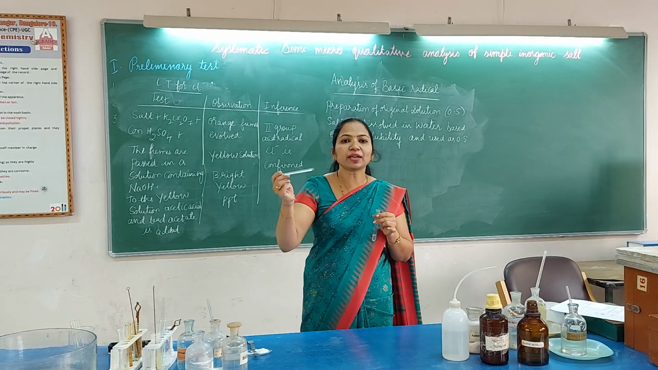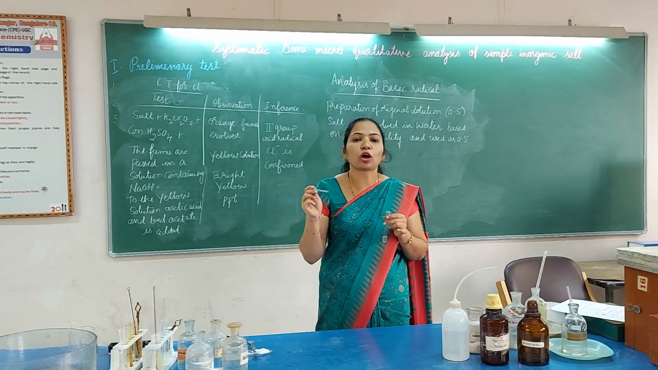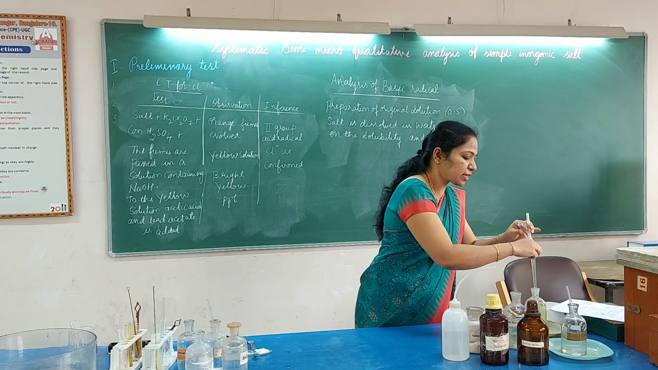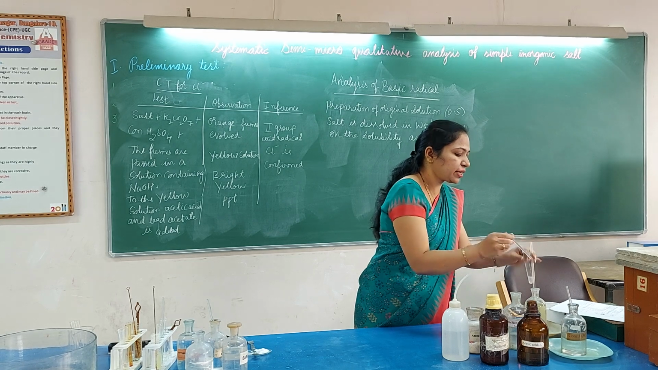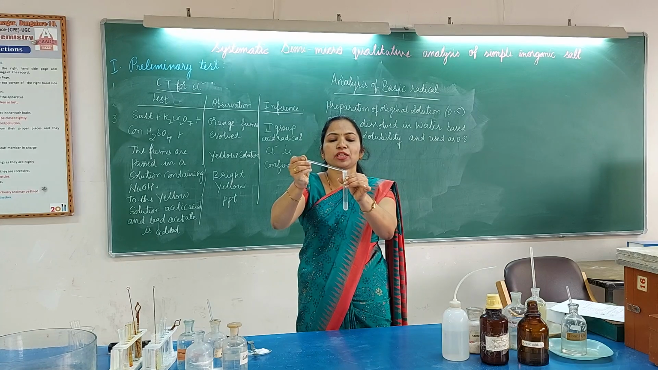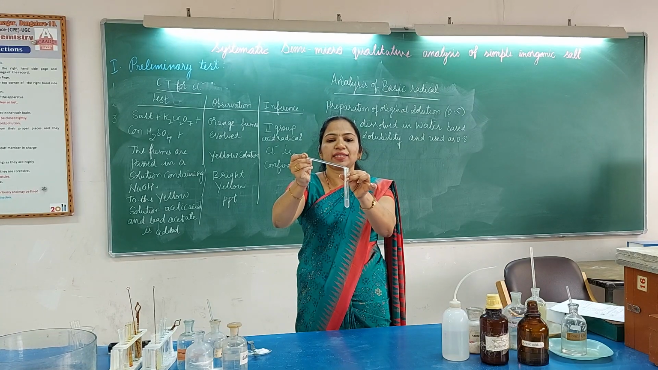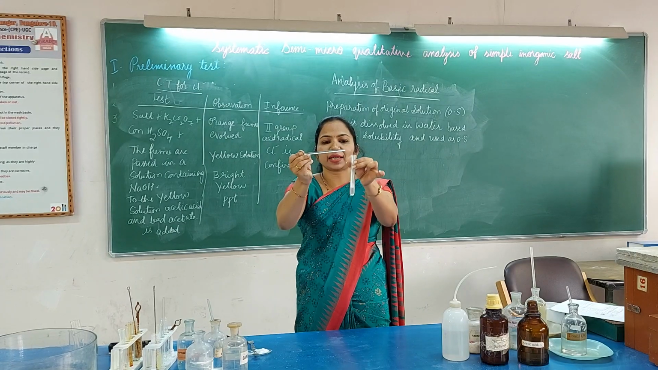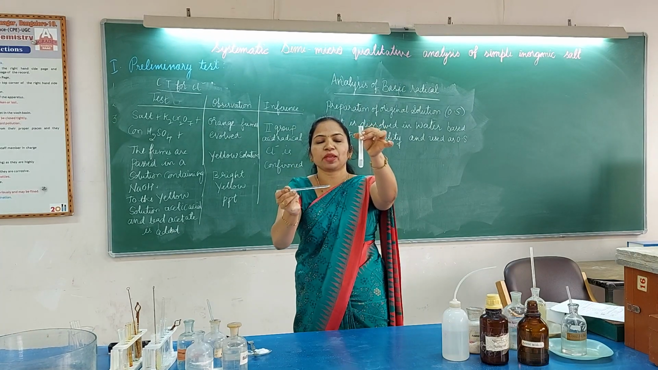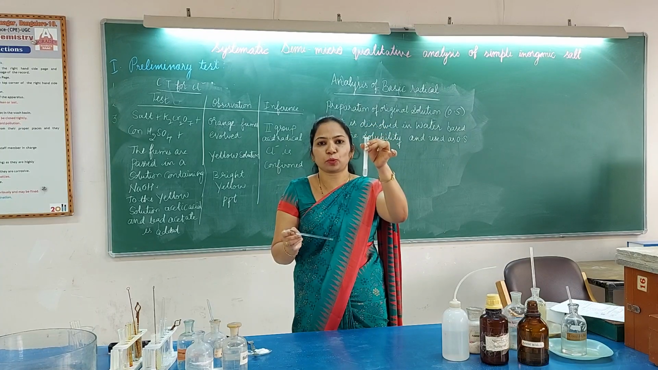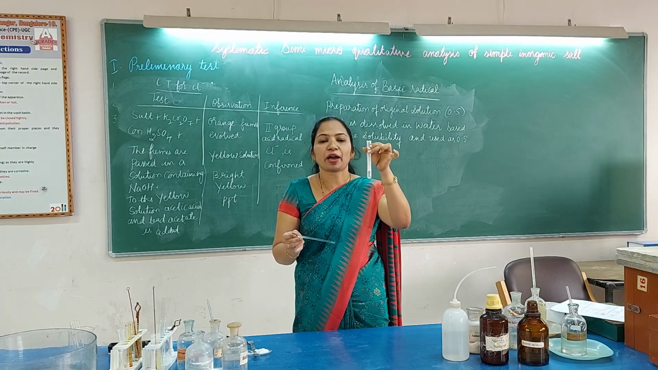You take a glass rod and dip it in concentrated HCl. So I've taken a glass rod, dipped it in concentrated HCl, and I'm going to hold it to the mouth of the test tube. You can see the dense white fumes over here. So this is the presence of zeroth group. Which is that zeroth group? It is nothing but ammonium ion.